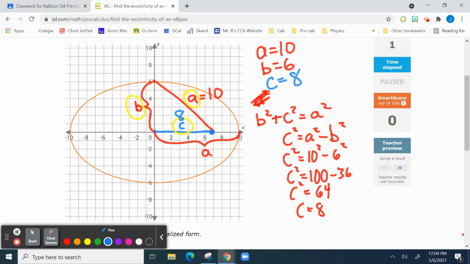And now the eccentricity is just c over a, right? Let's double check it. We'll look at our sheet, and yes, it is c over a. So the eccentricity equals 8 over 10. So it's pretty eccentric, this ellipse. Sorry, I'm tired. All right, let's see if I got it right.